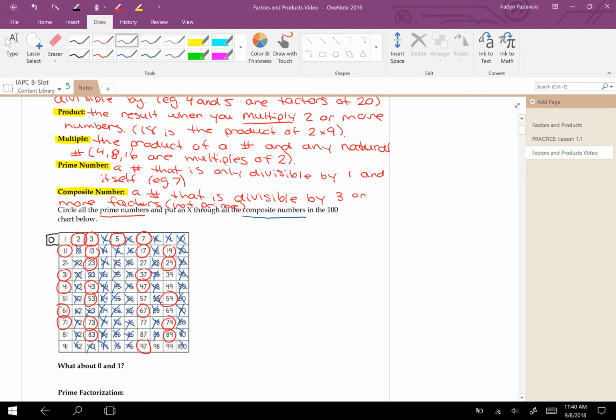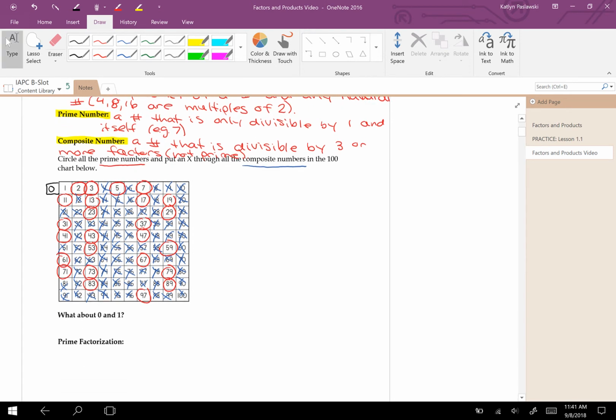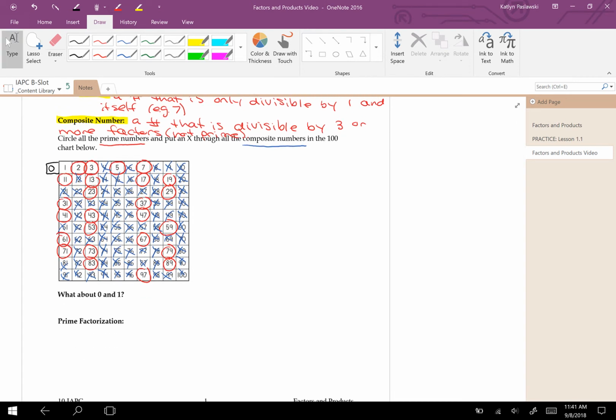Now we have a couple left. 21 can be divided by 7. We also have 51, 81, and 91. And 27 can be divided by 3, 11, 87, and our 9s. So as you can see, if it is not a prime number, it is going to be a composite number with the exception of 0 and 1. What about them? So they are neither a prime or a composite.